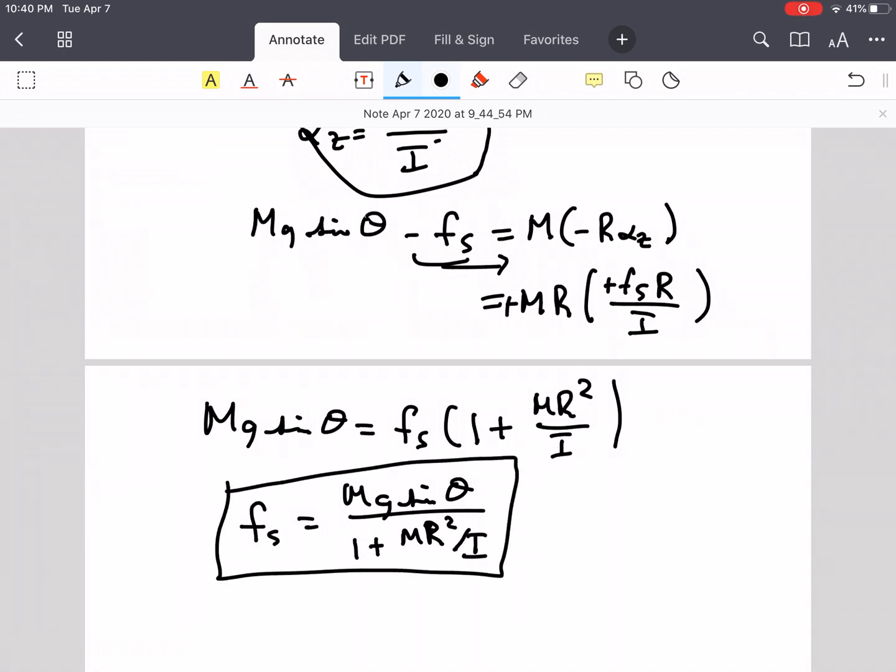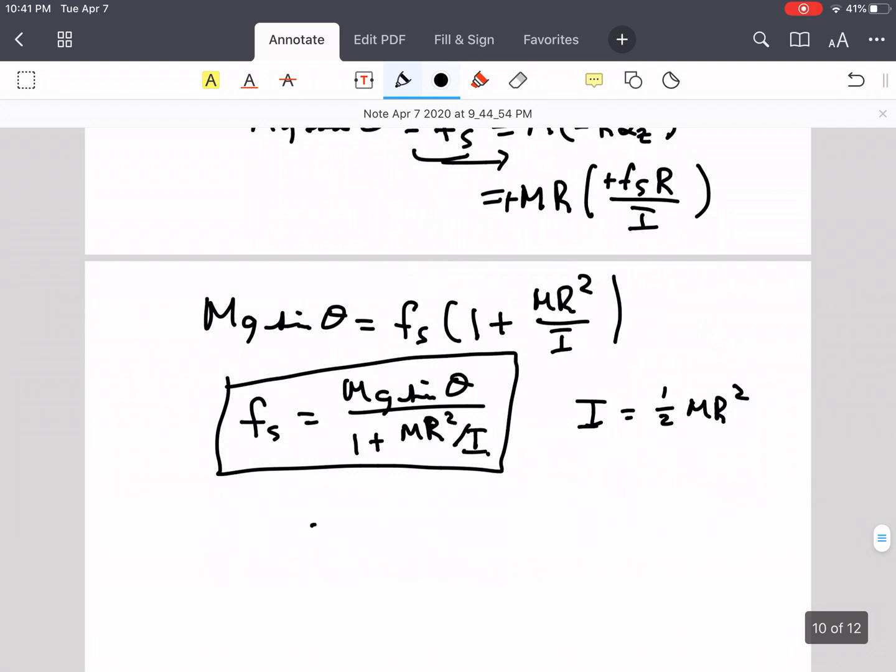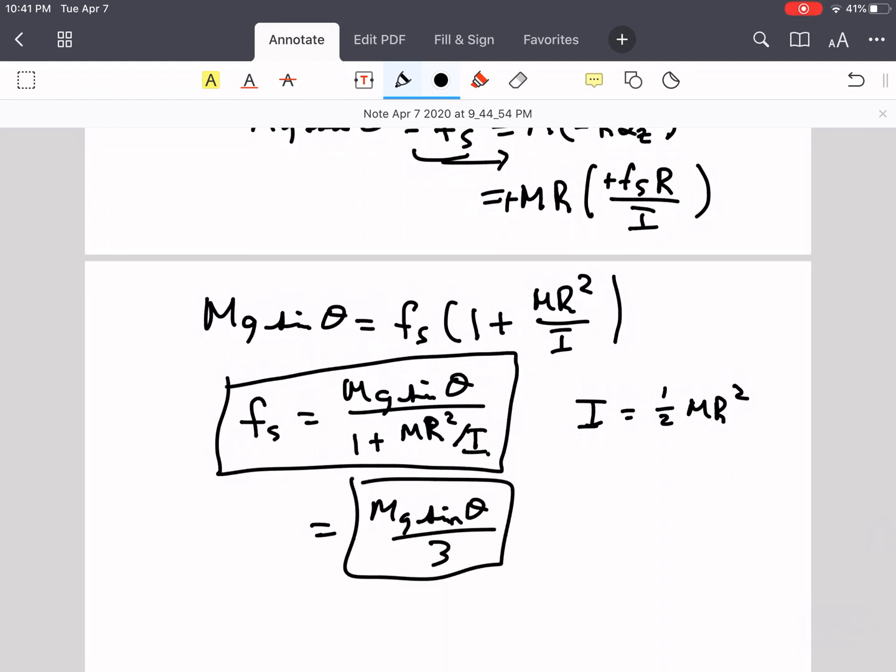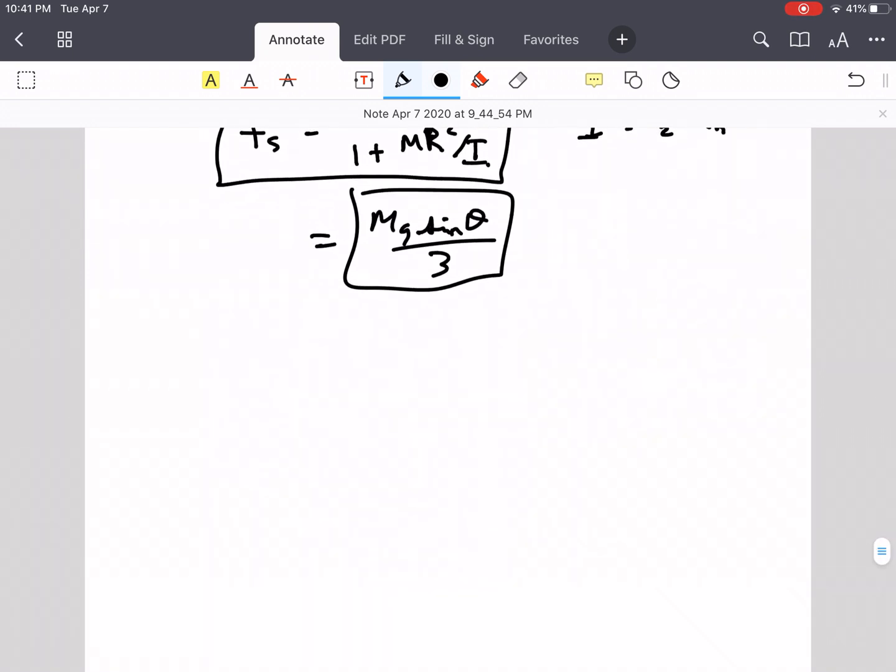An incredibly intuitive formula, I know, but it is indeed correct. So that's our force of static friction for what it's worth. I can do a little bit better because I do in fact know the I of a cylinder. So I for a cylinder is 1/2 mr squared. That means mr squared over I is 2. And so for the special case of a cylinder, this is mg sine theta divided by 1 plus 2, which is equal to 3.